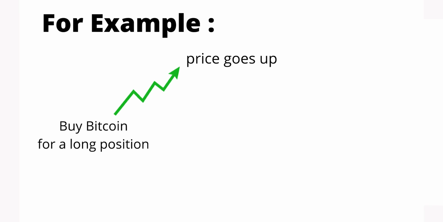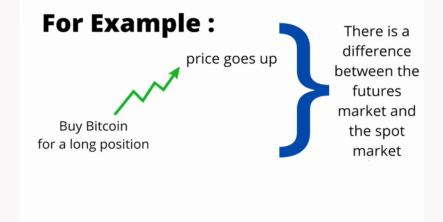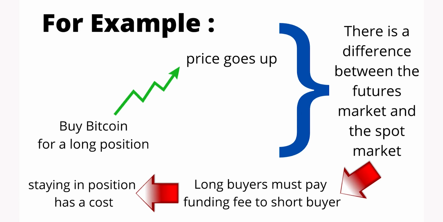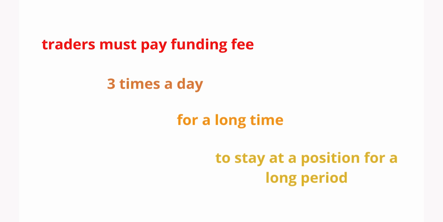Here's an example. Imagine you buy Bitcoin for a long position with this prediction that the price will increase. So there is a difference between the futures market, where you think the price goes up, and the spot market, the current price of Bitcoin. So for staying at this position, long buyers must pay funding fee to short buyers. Therefore, staying in position has a cost for them. Paying this amount 3 times a day for a long time, this is something that prevents manipulating the price.